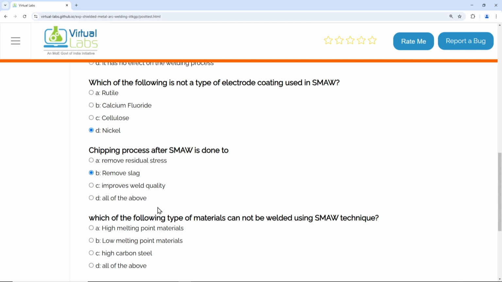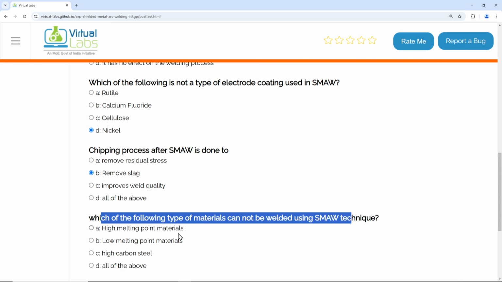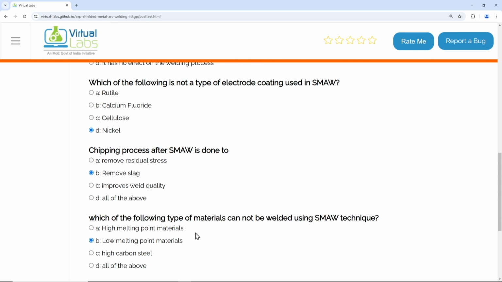Which of the following type of materials cannot be welded using SMAW technique? High melting point, low melting point. Low melting point materials cannot be welded because the temperature of the arc is very high. Low melting point materials are generally soldered. So high melting point materials are only welded using SMAW.